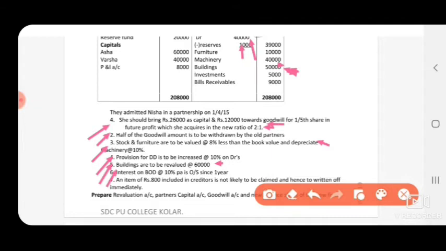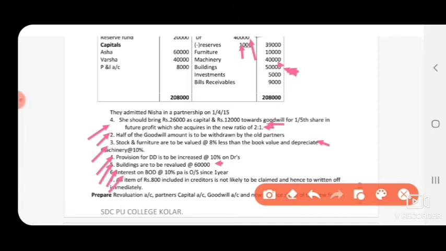Next, interest on BOD at 10% per annum is outstanding since 1 year. So the partnership firm has taken the BOD facility from the bank. For that, the partnership firm has not paid the interest, that is outstanding interest. We have to calculate it on the BOD amount. So BOD is given in the balance sheet. So 10% first under revaluation account debit side, and again in the new balance sheet, liability side, you have to add the interest along with the BOD amount.